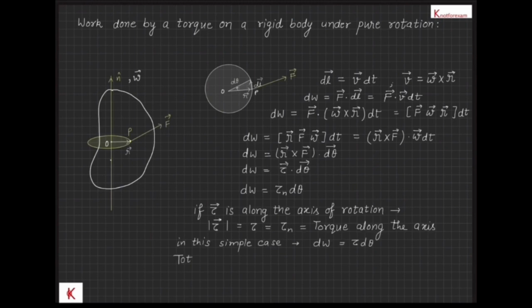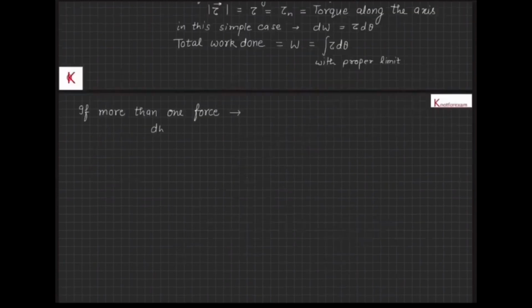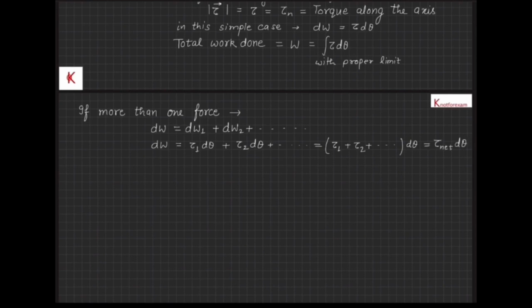If there is more than one force, then the total work done will be the sum of the work done by all the forces. Therefore dW will be equal to dW1 plus dW2 plus dW3 and so on, that will be tau1 d theta plus tau2 d theta plus tau3 d theta and so on, where tau1, tau2, tau3 are the components of torque along the axis. So dW will be equal to tau1 plus tau2 plus tau3 and so on, into d theta, that will be equal to tau net into d theta, where tau net is the net component of torque along the axis of rotation.